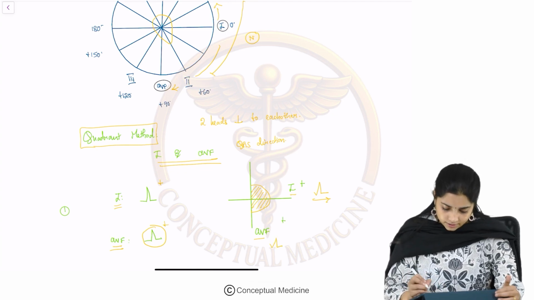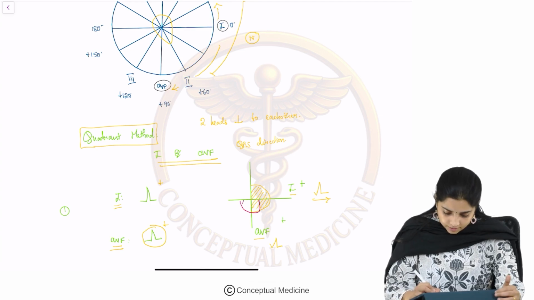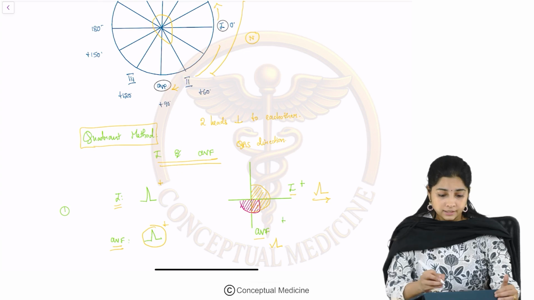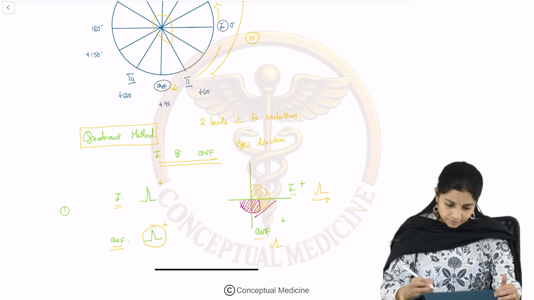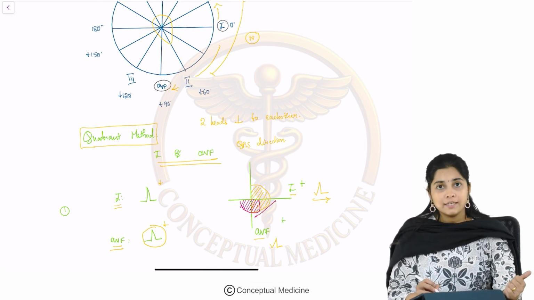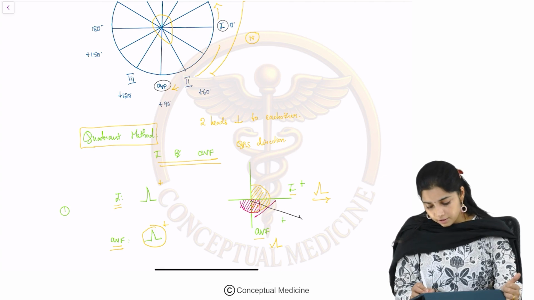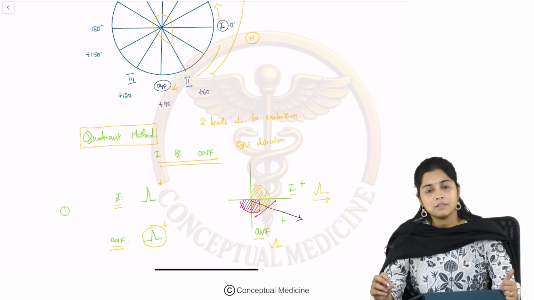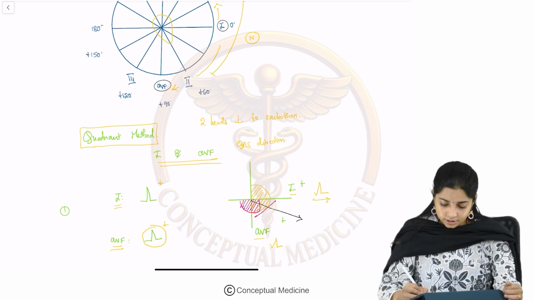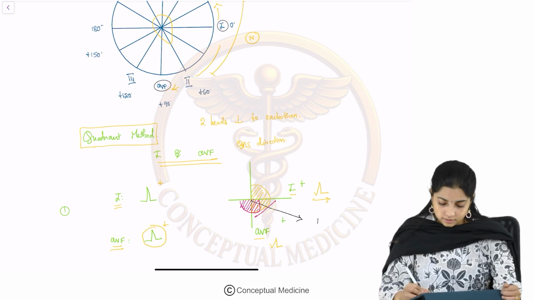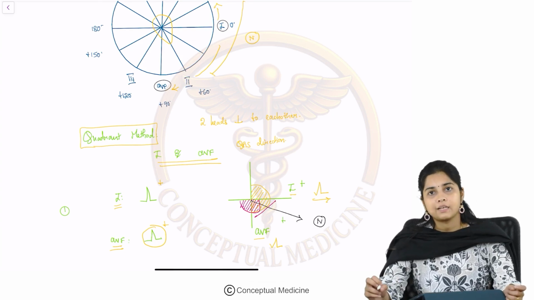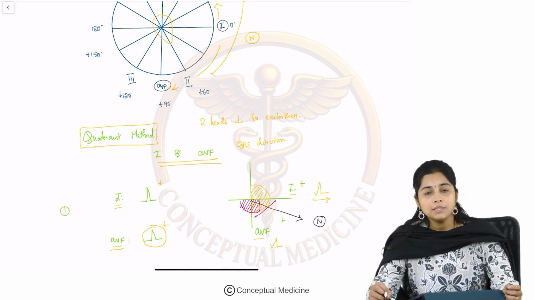So, which quadrant is that representing? It means it is along this direction. Okay. So where is the overlap happening? It is happening here. What is the net electrical vector direction? It will be along this direction. Correct? And what does this mean? This is in which axis? This is your normal axis.